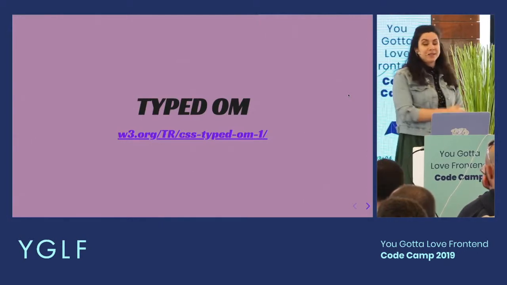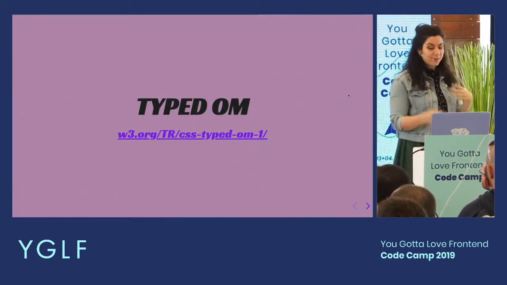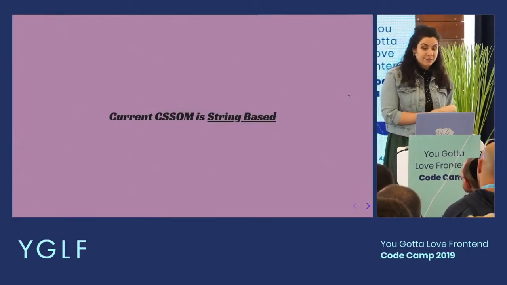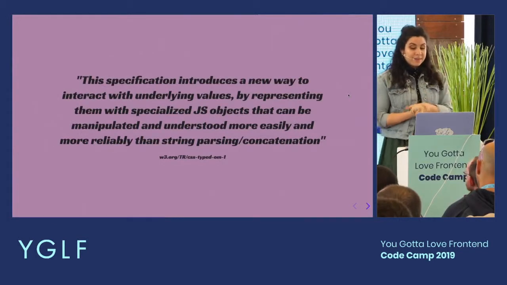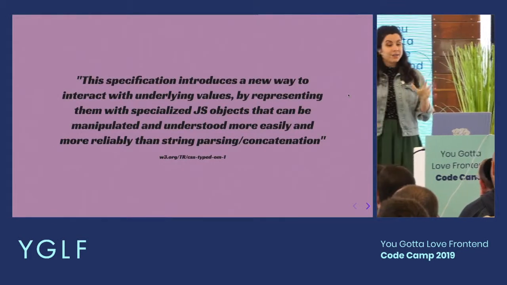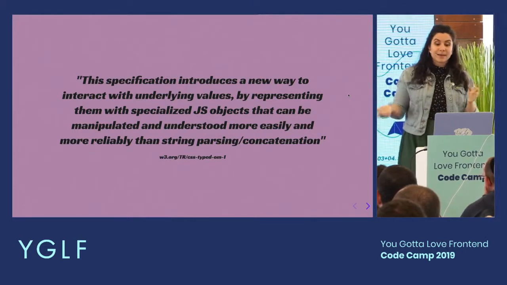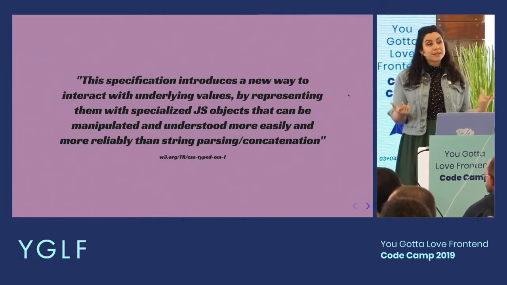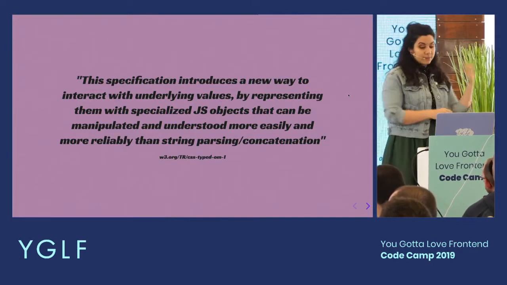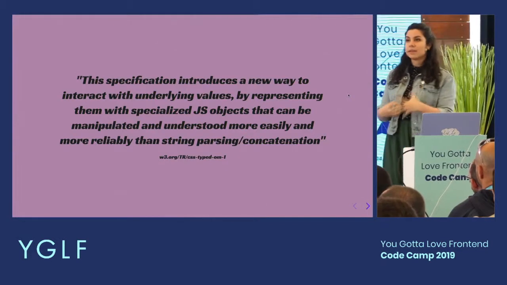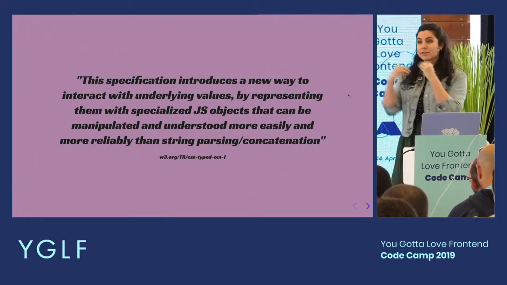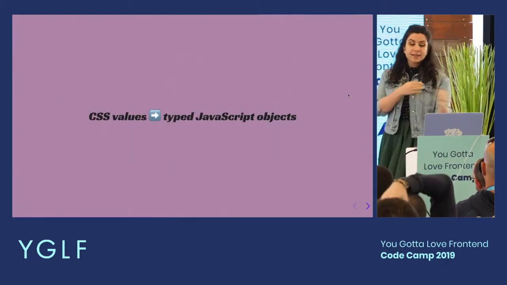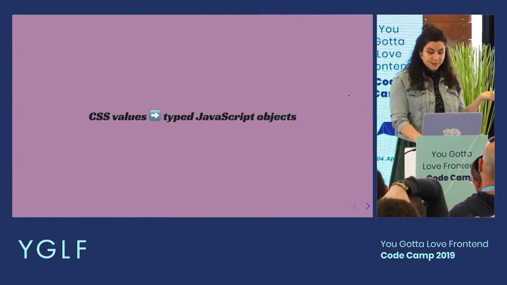So that kind of brings us to the typed object model, and this is sort of how the browser will read and understand your CSS. Currently, the CSS object model is string-based. This spec introduces a new way to interact with underlying values by representing them with specialized JavaScript objects that can be manipulated and understood more easily and reliably than just string parsing and concatenation. So the browser will have something it can hold onto to understand what it's reading in an easier way. These CSS values become typed JavaScript objects.